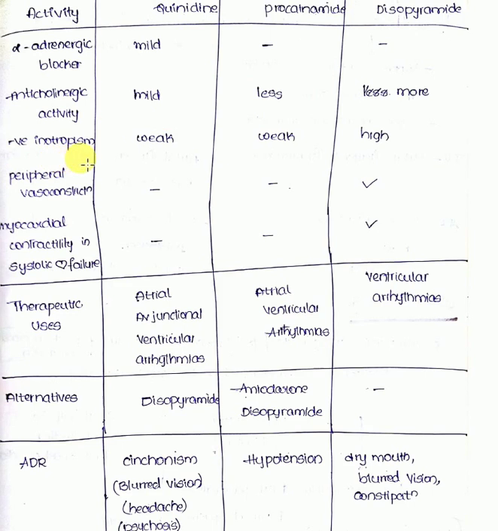Negative inotropism. Inotropism is defined as the ability of the heart muscle to contract, that is the force of contraction. Negative inotropism means decreased contractility. Disopyramide has the highest negative inotropism, and quinidine and procainamide have weak negative inotropism. Peripheral vasoconstriction and decreased myocardial contractility in systolic heart failure: these two actions are shown by disopyramide only, due to the anticholinergic activity and negative inotropism.